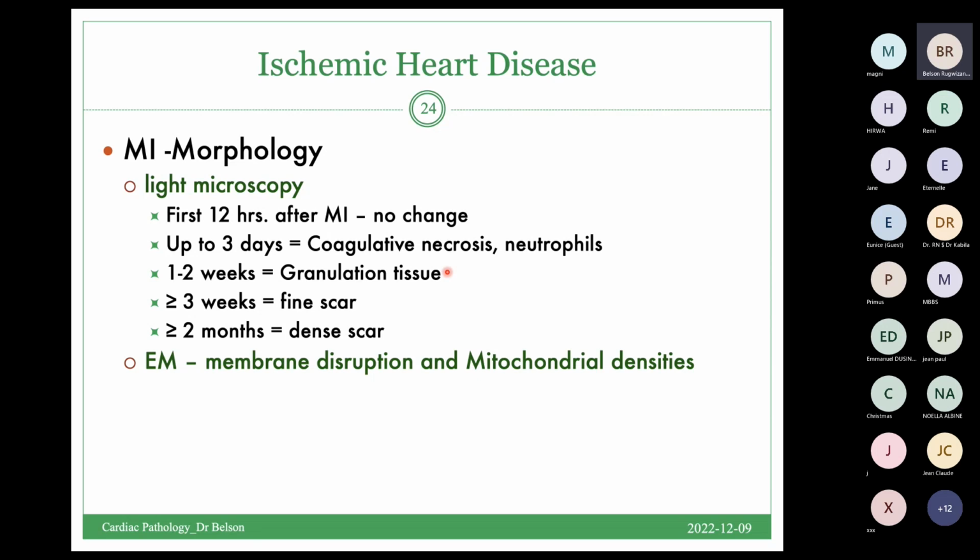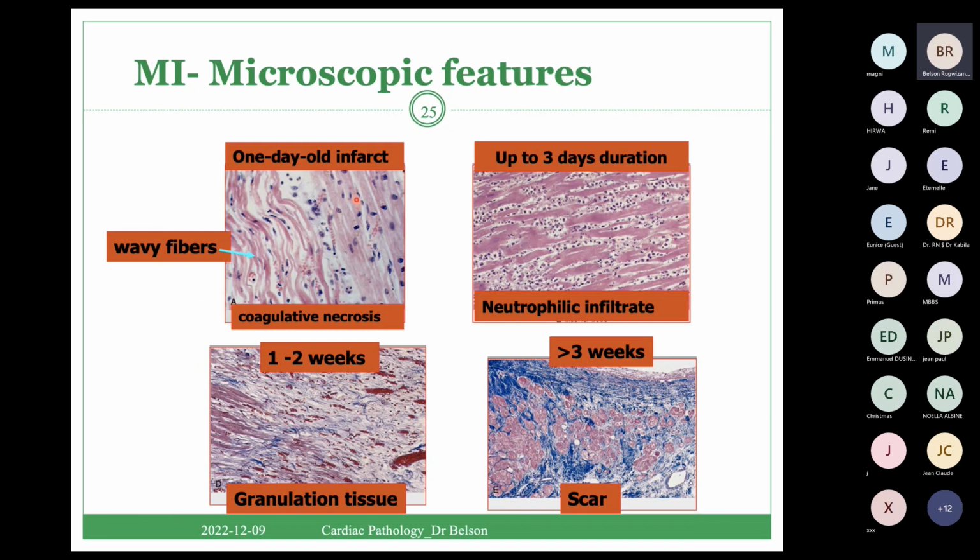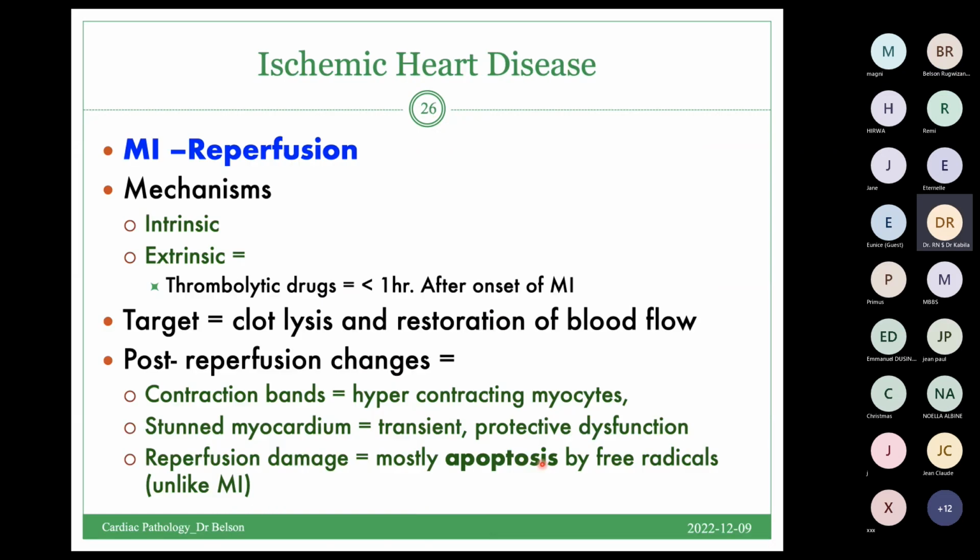So one day after the infarct, we have wavy fibers and a few inflammatory cells. As the inflammatory cells increase, these small black dots are the nuclei of neutrophils. In 1 or 2 weeks we have granulation tissue with a few blue fibers, and here we have more blue fibers. This is a scar. So it can be reperfused, and this you have seen in cell injury.